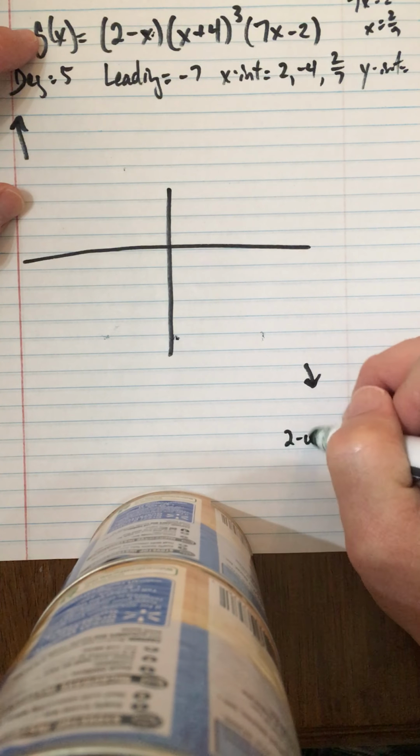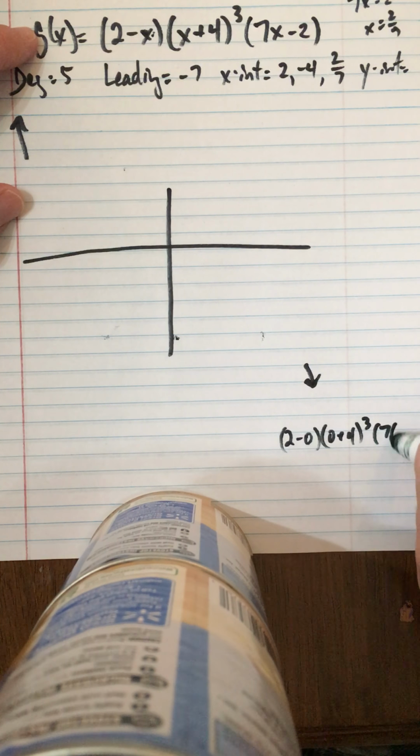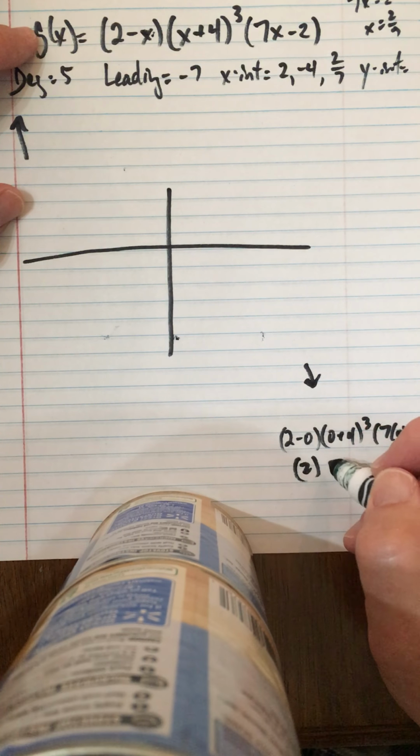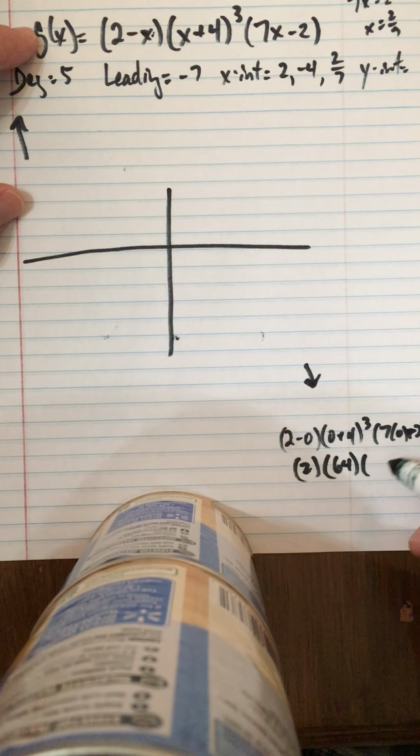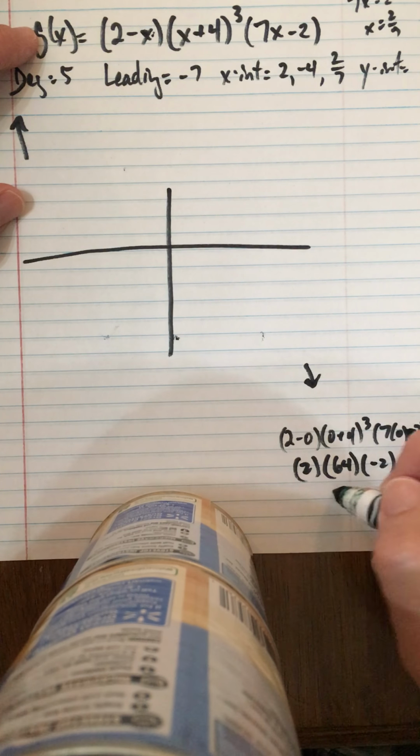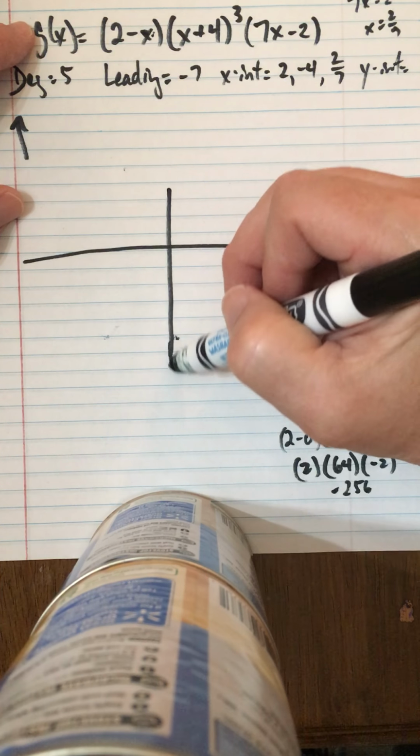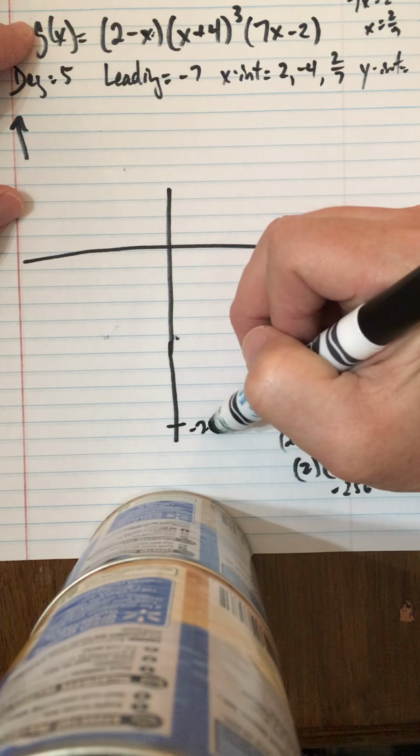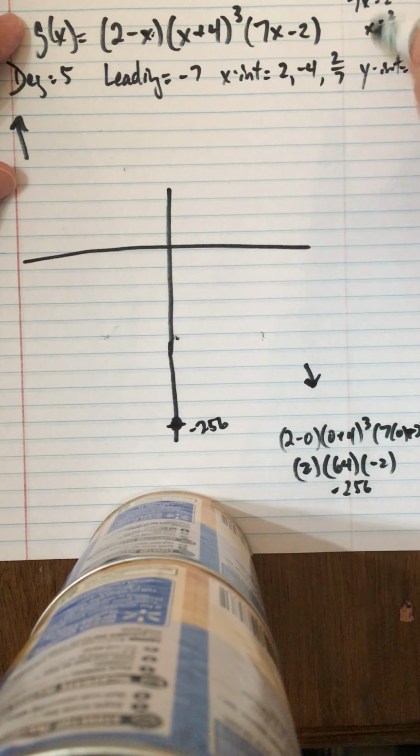That would be 2 minus 0. That'd be 2, plus 0 plus 4 cubed, and that'd be 7 times 0 minus 2. So that's 2. 4 cubed is 64. Wow. And 0 minus 2 is going to be a -2. So that's going to be 128, 256. That's a -256 is my y-intercept. That means this graph crosses down here at a -256. Isn't that crazy?